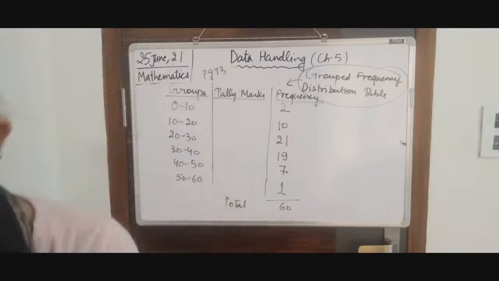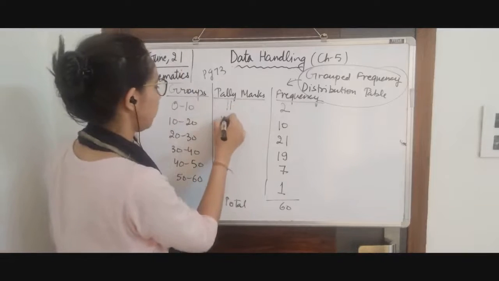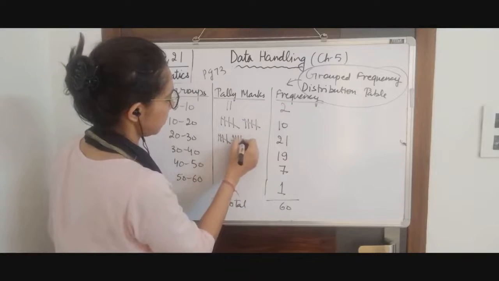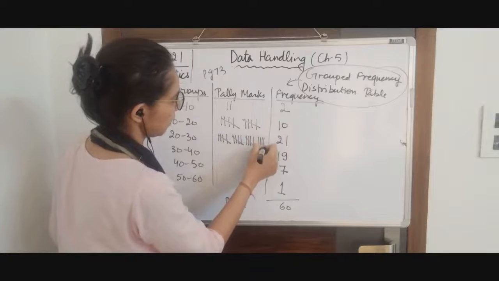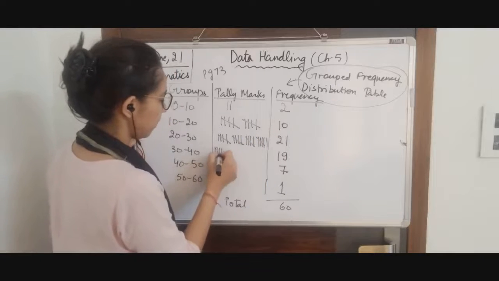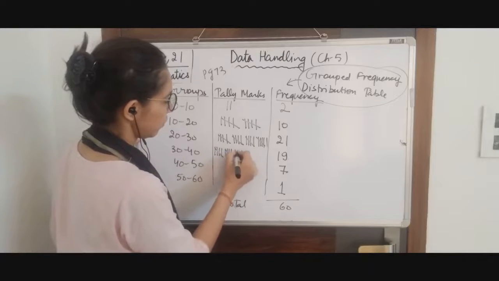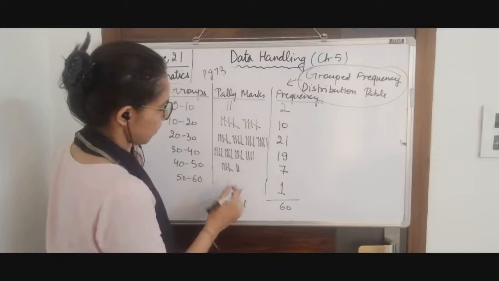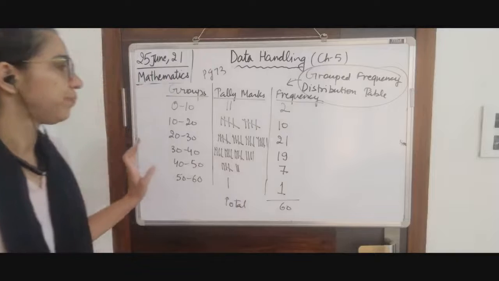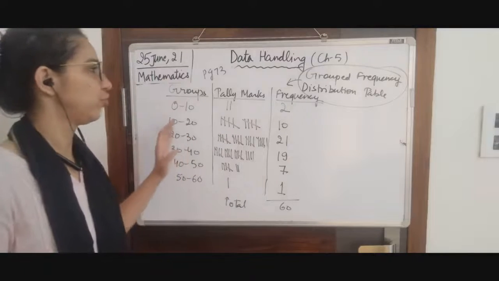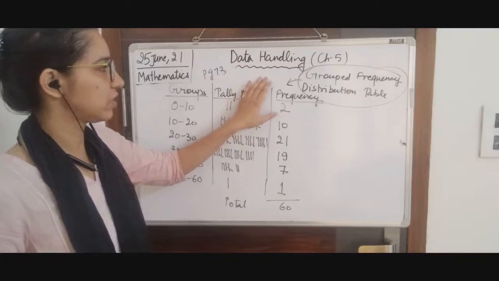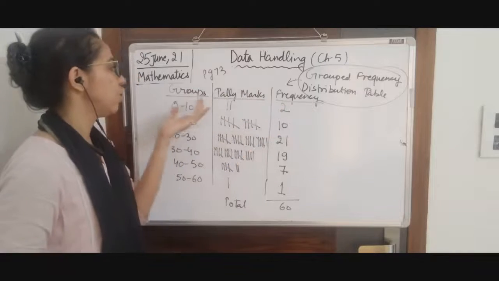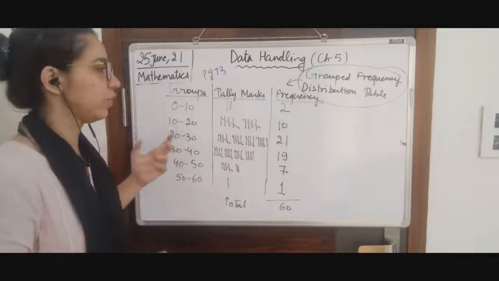We can draw our tally marks by ourselves. It is going to be 1, 2, then 1, 2, 3, 4, 5, 6, 7, 8, 9, 10. Then 1 to 21. Then 1 to 19. Then 1, 2, 3, 4, 5, 6, 7, and 1. This is our tally mark. And this is our group frequency distribution table. Why is this a group frequency distribution table? Because we are now using frequency for groups rather than single values, single terms.